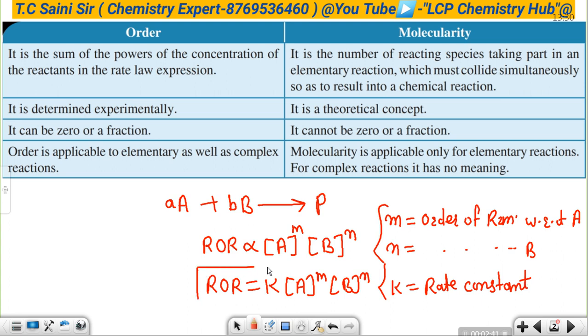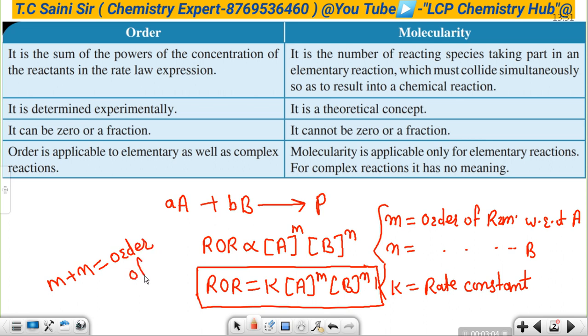This is the rate of reaction for a hypothetical reaction in which A and B are reactants which are converted into product P. And what is the sum of m and n? Here the sum of m and n is equal to the order of reaction. In a rate law expression, the sum of the powers of the reactants is known as the order of reaction.